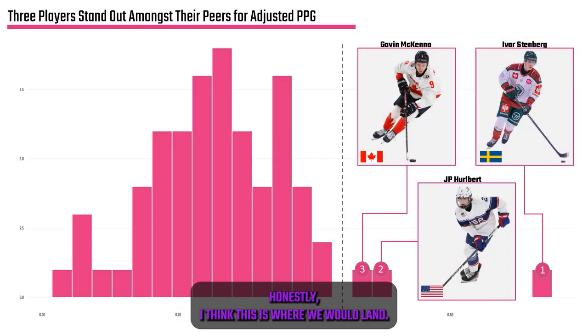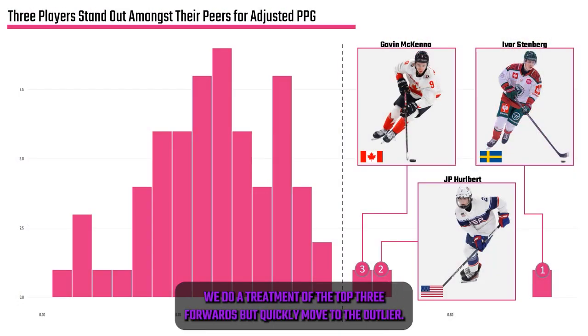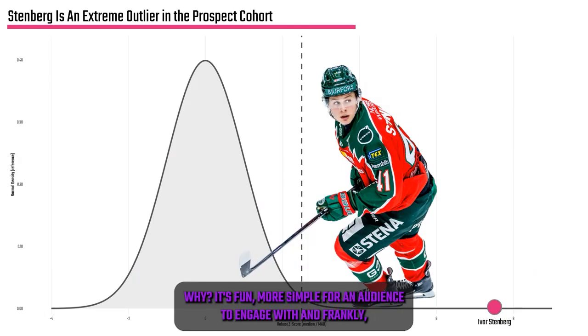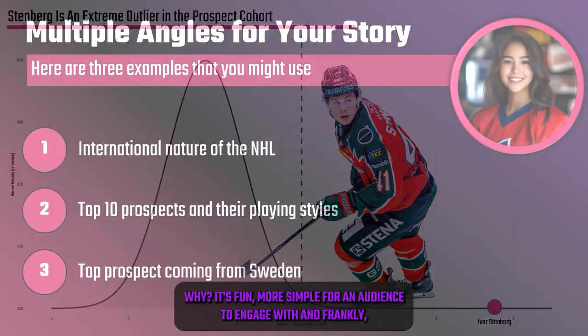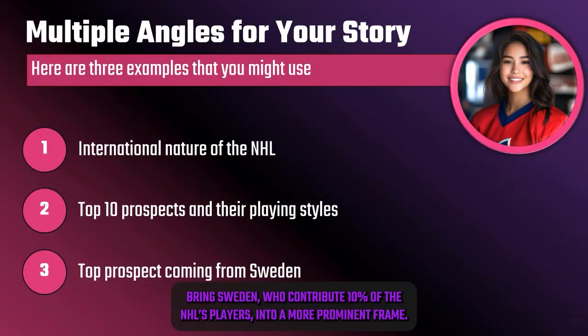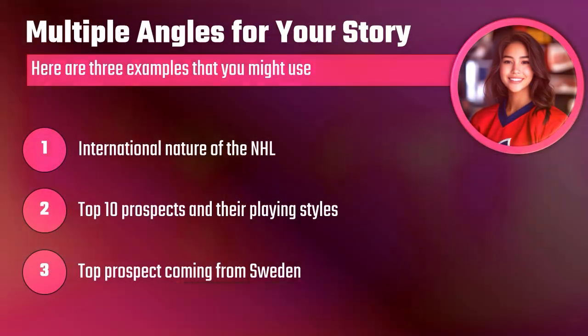Honestly, I think this is where we would land. We'd do a treatment of the top 3 forwards, but quickly move to the outlier. Why? It's fun, more simple for an audience to engage with, and frankly brings Sweden, who contribute 10% of the NHL's players, into a more prominent frame.